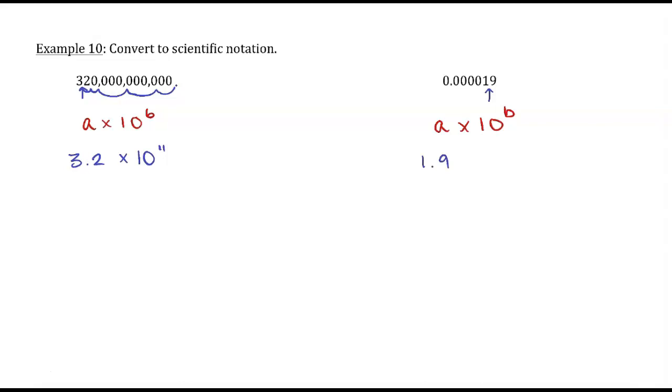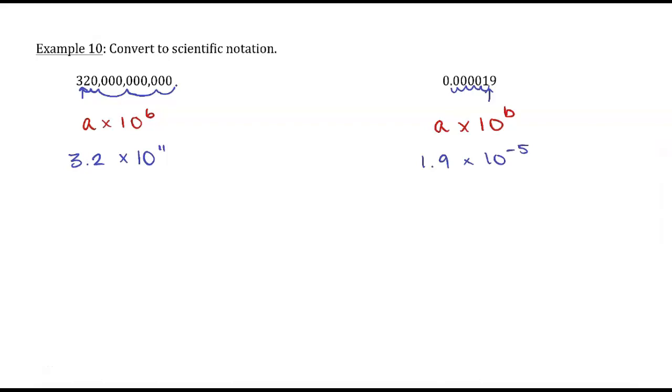Now how many places to the right do we need to move our decimal point? 1, 2, 3, 4, 5. We needed to move it 5 places to the right. So in scientific notation, we will write this as 1.9 times 10 to the negative 5. Our really small numbers are going to have negative exponents for 10.